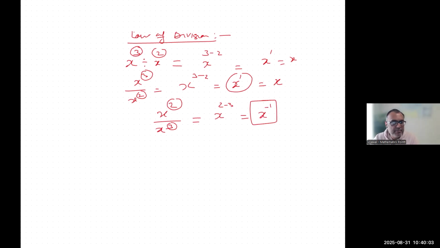Cool. All right. Next one. So I hope this is clear, right? The numerator take away the denominator. x raised to the power of minus 1. Now, what will happen if I say x raised to the power of 2 over y raised to the power of 1? What will be the simplification here?